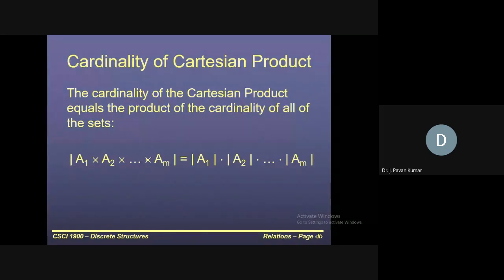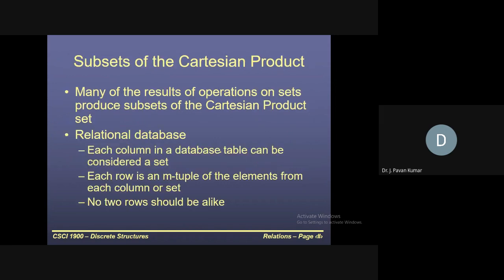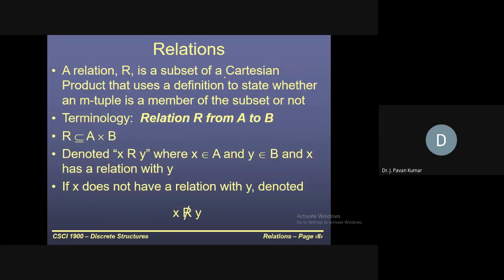Of course, this cardinality also we have covered. Cardinality is nothing but the number of elements: the product of the number of elements in each set. And now subsets of the Cartesian product, this is our interesting point. Now, what do we call a subset of the Cartesian product? Relation. Okay. Now you can see the definition here.